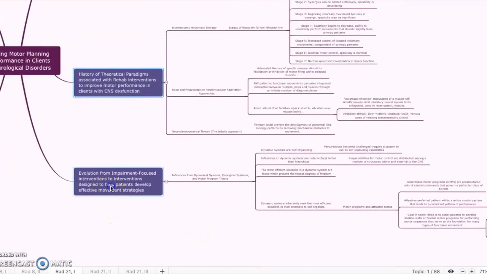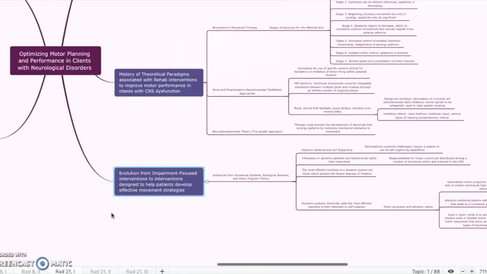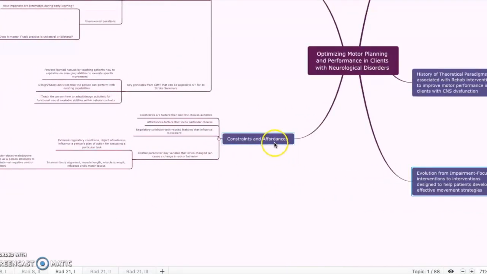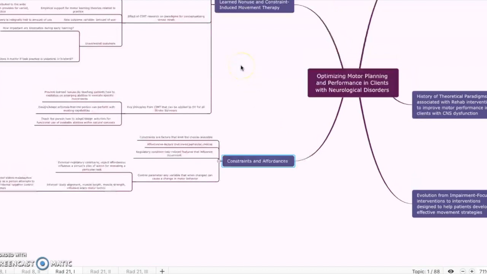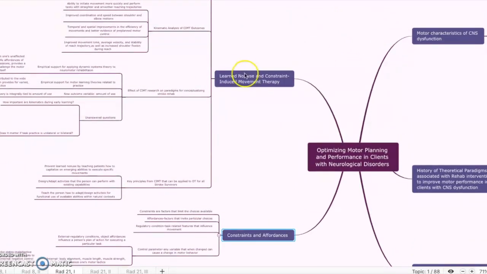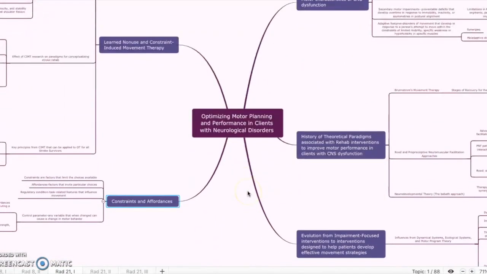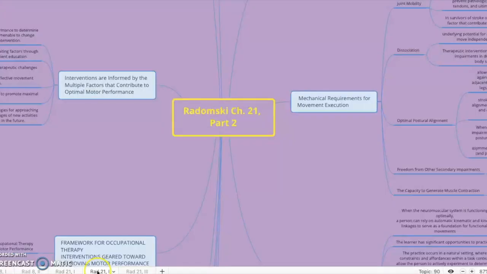Next, we have the evolution from impairment-focused interventions to interventions designed to help patients develop effective movement strategies. Over here, we talk about the constraints and affordances. And then we also discuss the important topic of learned non-use and the value of constraint-induced movement therapy. Okay, continuing with Radomski Chapter 21.